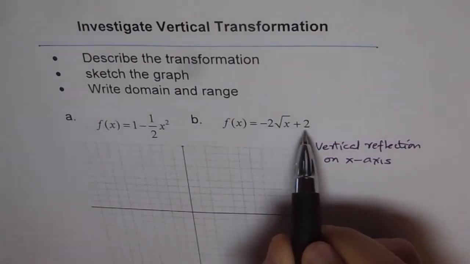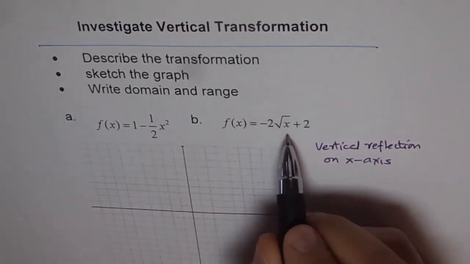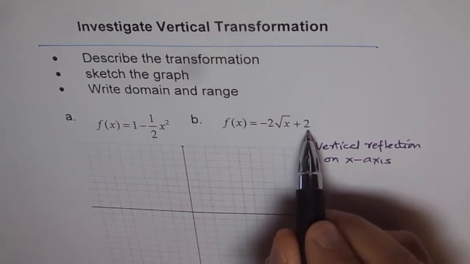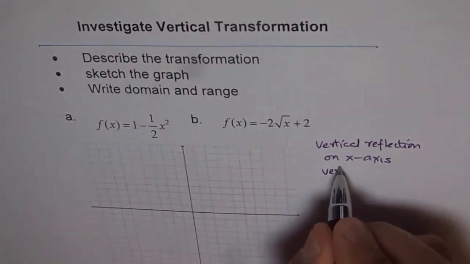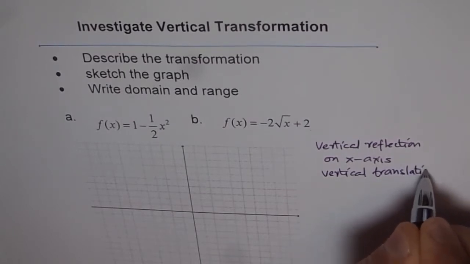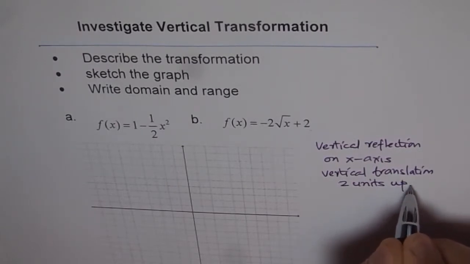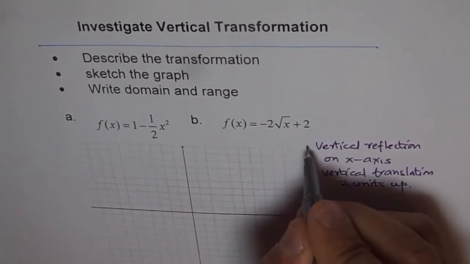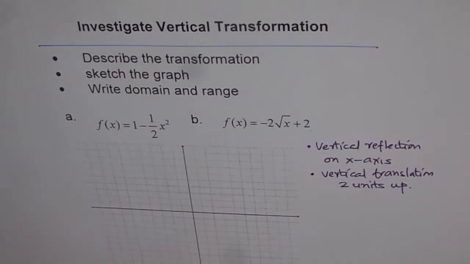Then we have square root x, which is a parent function, plus 2. This plus 2 is outside the parent function. So both 2's are outside. They signify vertical transformation. So this is a vertical translation 2 units up. In this particular case, we have two transformations. Both are vertical. One is reflection about the x-axis. The other one is translation 2 units up.